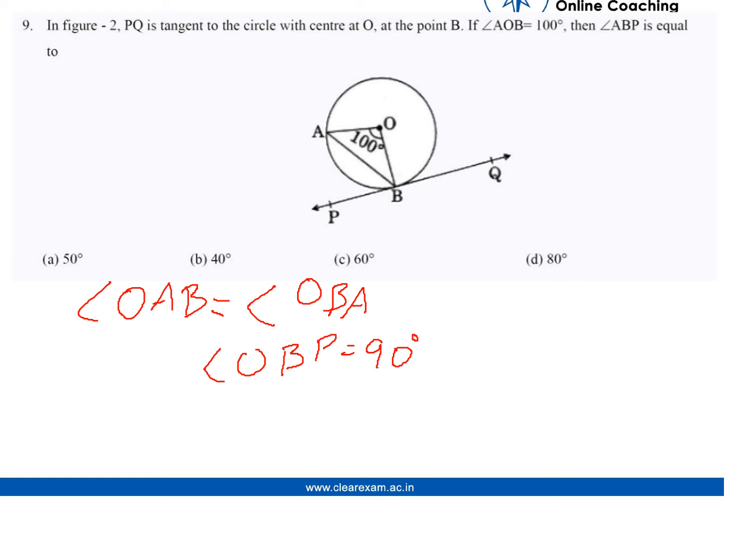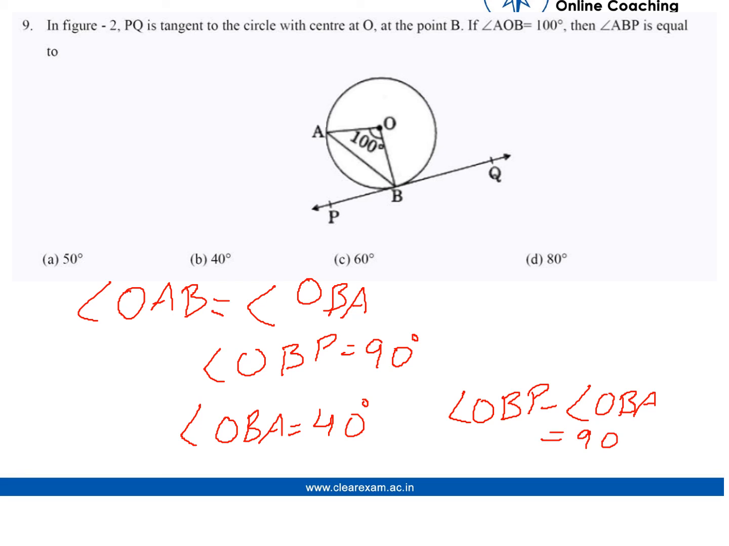to 90 degrees because of the tangent. So angle OBA will be equal to 40 degrees from the angle sum property of a triangle, and so the angle ABP will be angle OBP minus angle OBA, that will be 90 minus 40, which is 50 degrees. So the answer is A, 50 degrees.